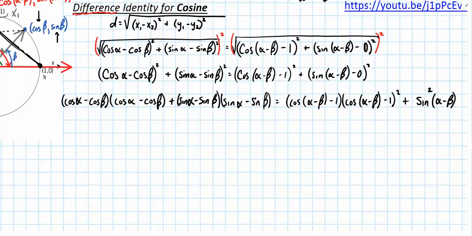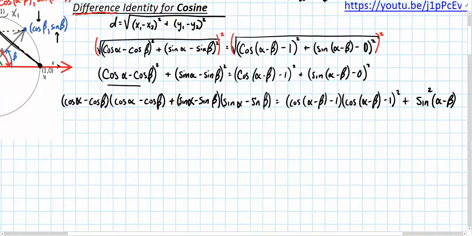Okay, so that line's done. You'll notice that everywhere that there was a binomial squared, I just wrote that out as that binomial times itself. With the exception of the last binomial in this problem, sine of alpha minus beta minus 0. Well, that's just the same as sine of alpha minus beta. So when that's squared, I get to write it this way, sine squared of alpha minus beta.